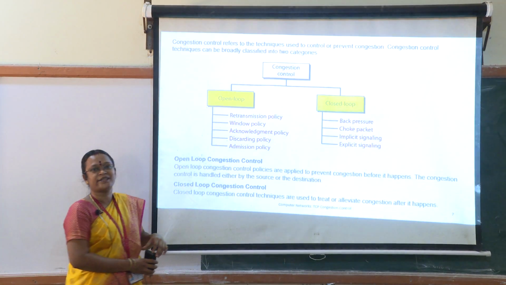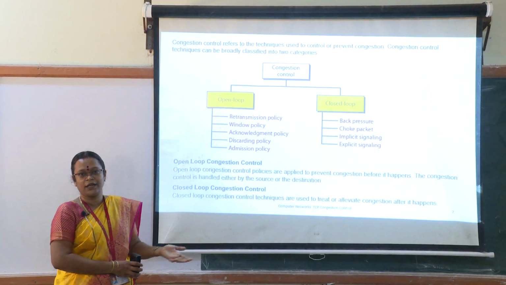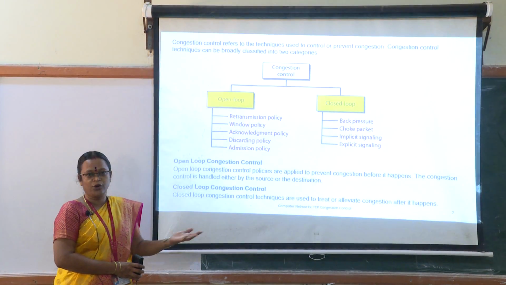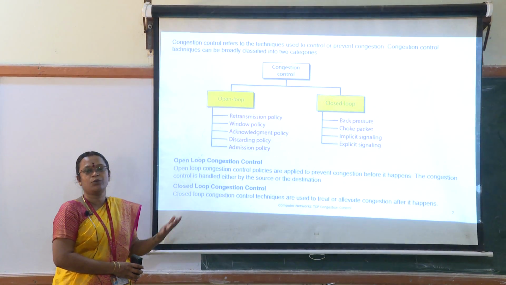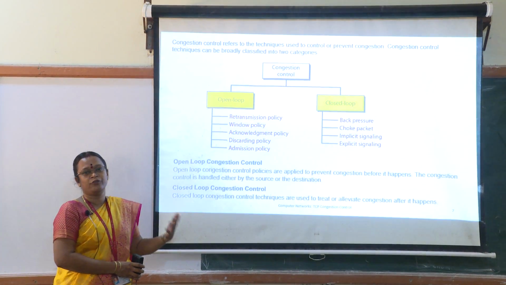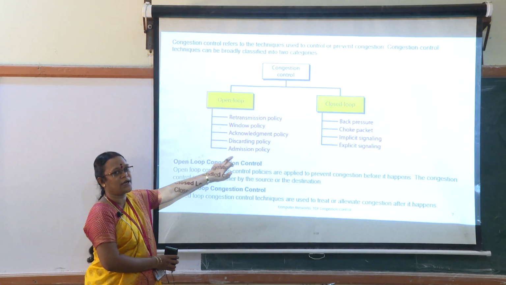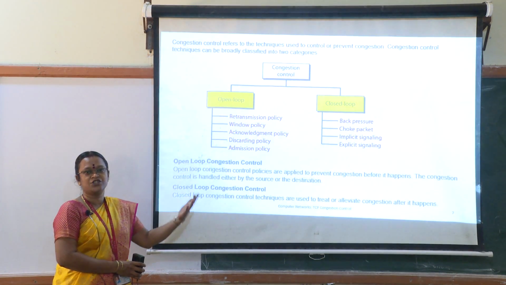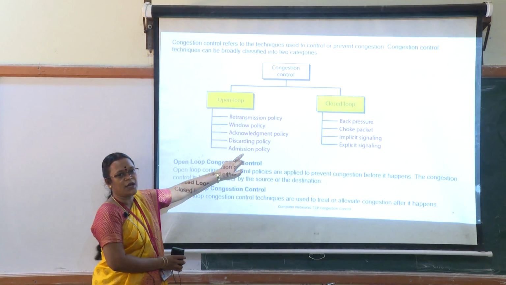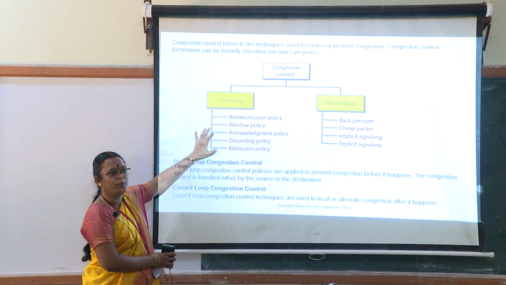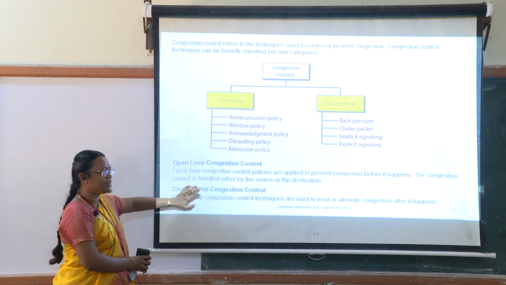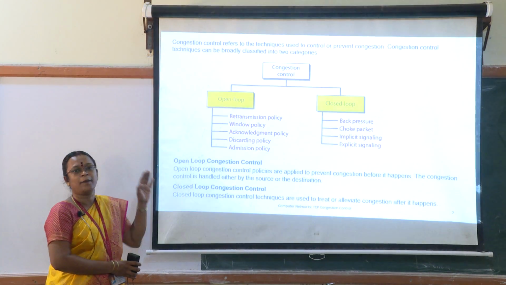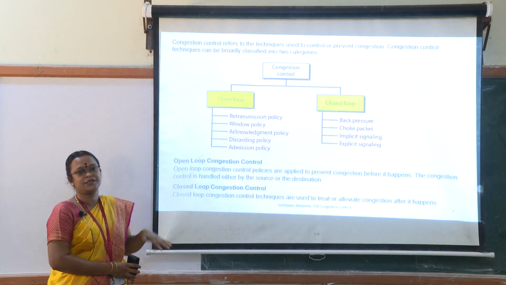The fourth policy is discarding policy. If too many data packets arrive at the receiver, obviously what happens? The buffer will fill up. To avoid that, I am going for the discarding policy. The last one is admission policy. Based on the contention size, I am going to have this admission policy. So open loop congestion control is nothing but what helps control congestion before it happens.